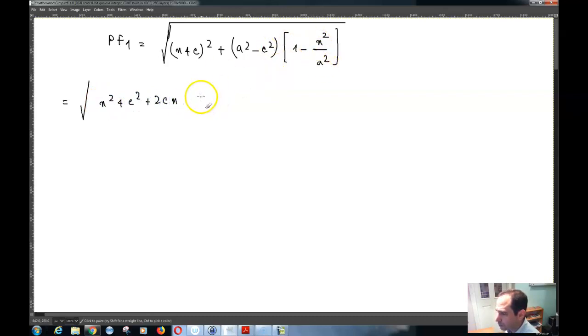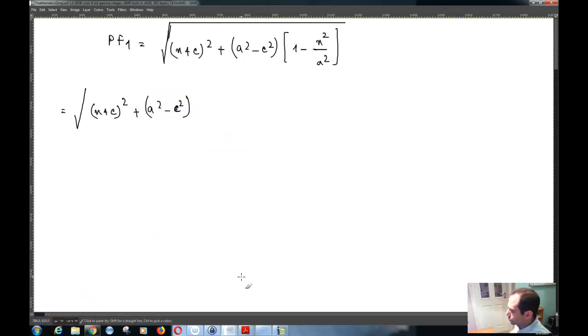And of course, before I do that, I'm going to write this as the square root of x plus c whole squared plus a squared minus c squared. So a squared minus c squared times a squared, and a squared minus x squared. I'm going to write it this way.